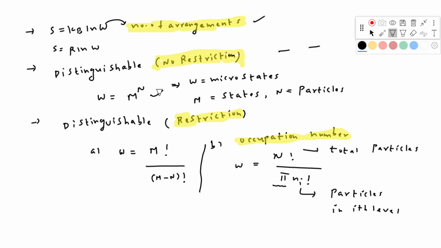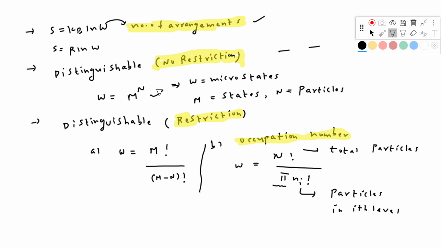Suppose I have the first level, then you have to write n1 here. If you have the second level, n2. If you have three levels, n1, n2, n3, then the multiplication sign is there, so n1 into n2 into n3, you have to write here. Here N factorial is the total number of particles. So this is the second formula of this condition, and this is the first formula of this condition.